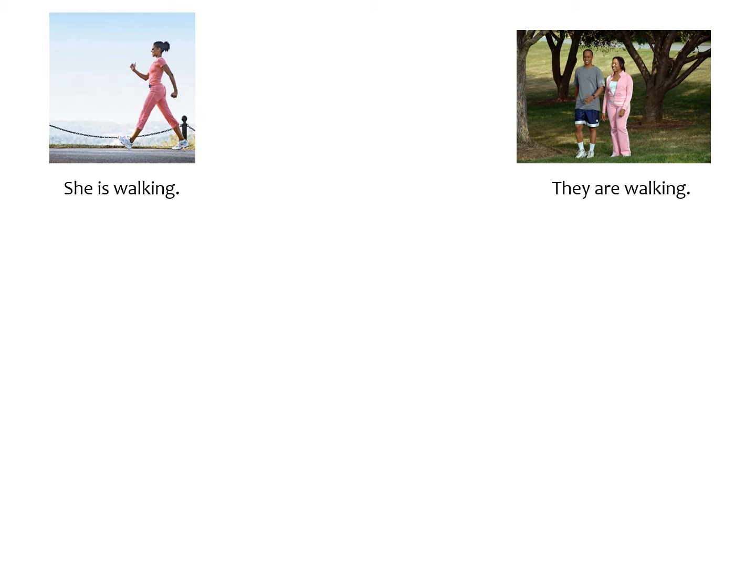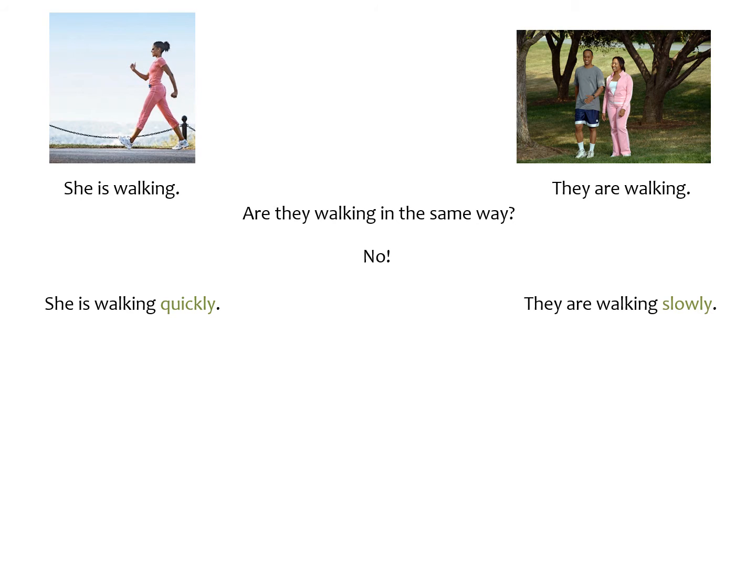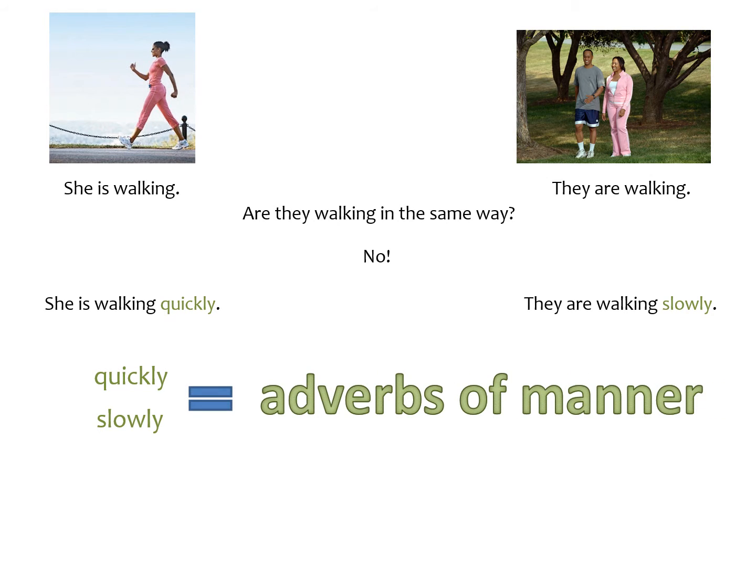She is walking. They are walking. But are they walking in the same way? If we look at the pictures, we can guess no. She is walking quickly, and they are walking slowly. So in these sentences, quickly and slowly are adverbs of manner.